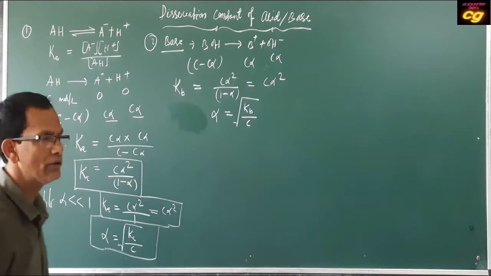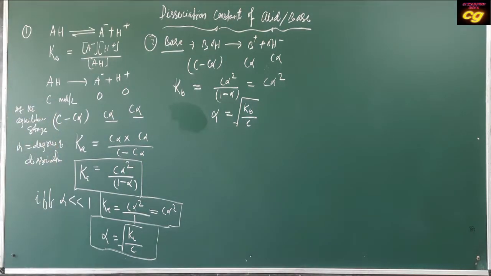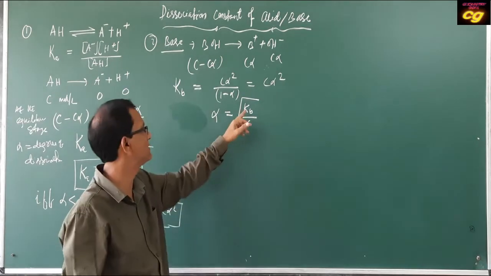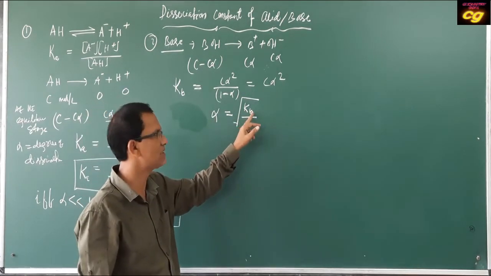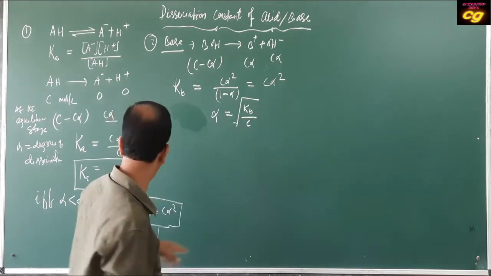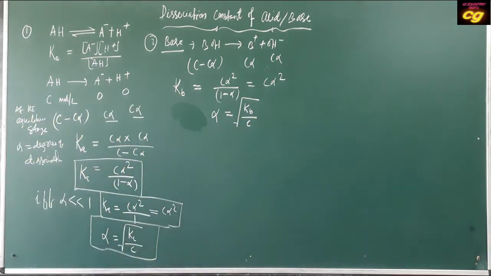This is another derivation of the degree of dissociation of a weak base, a monoacidic base, that is alpha is equal to the square root of Kb by C. What is Kb? The dissociation constant of the base. B means base, A means acid. So this is the relation.